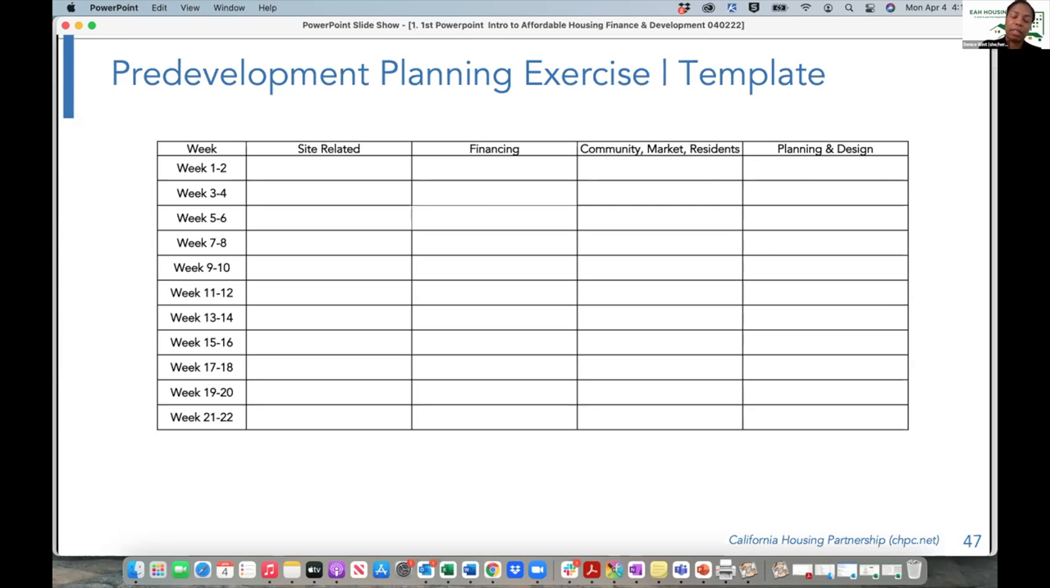Financing, again, you'll take the task from the timeline and put it into its respective week. So if you need, I don't know, money from the city to buy the land, where would that go? Then what activities do you have to do that's related to the community or understanding the market or the residents that you're targeting? And then lastly, we have planning and design. So you have the Word documents for you to fill in those tasks. Just copy and paste into the timeline.